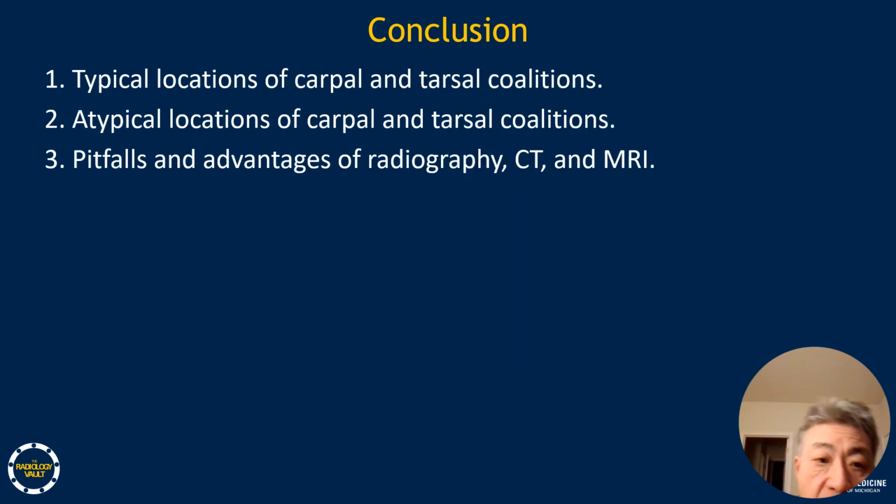We reviewed typical and atypical locations of carpal and tarsal coalitions and the pitfalls and advantages of radiography, CT, and MRI. Thank you very much.